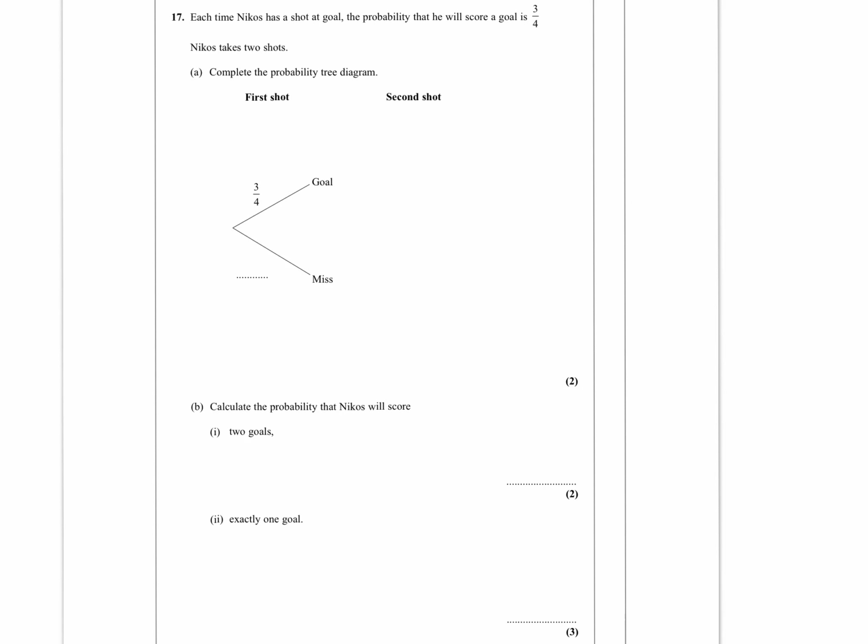Okay, a probability tree question. They've set it up for us. Each time Nikos has a shot at goal, the probability he scores is 3/4. He takes two shots at goal. So the probability tree is going to continue.